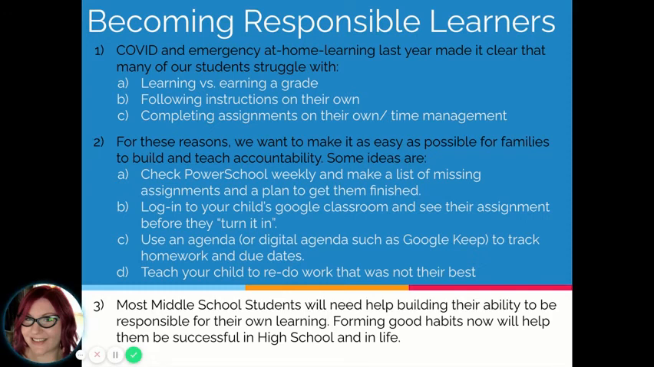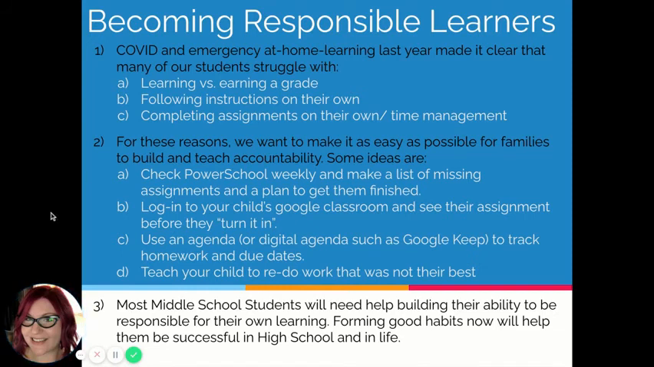And here are some suggestions for how to build in that accountability at home. So you could check PowerSchool weekly together and make a list of anything that's missing or incomplete, as well as a plan for how to get those things finished. You can also log into your child's Google Classroom using their login information and take a look at their assignments before they turn them in. That kind of double check or second set of eyes can sometimes prevent the child from having to redo it.